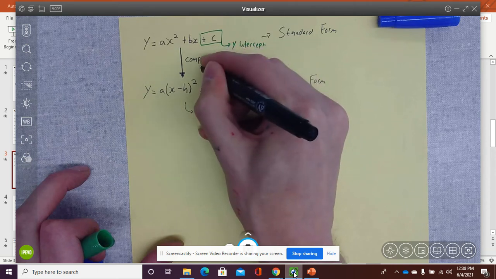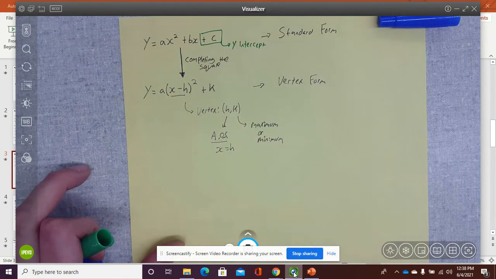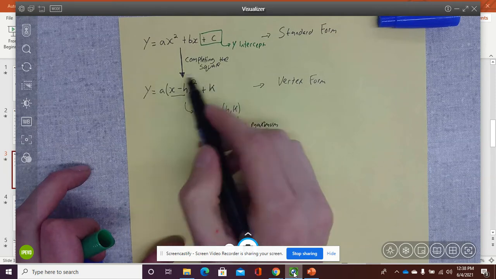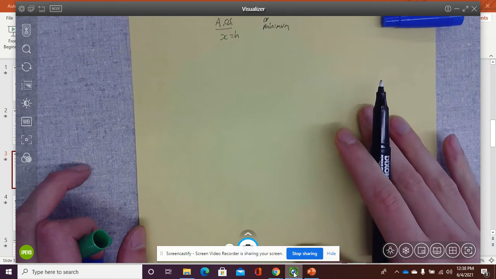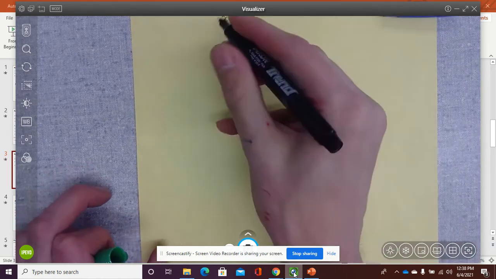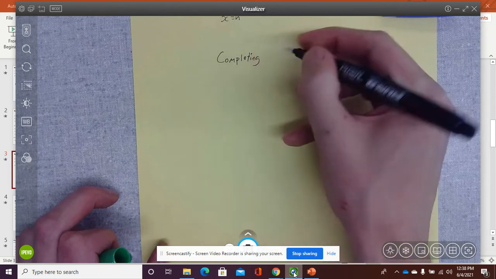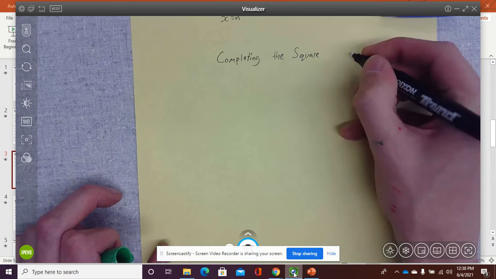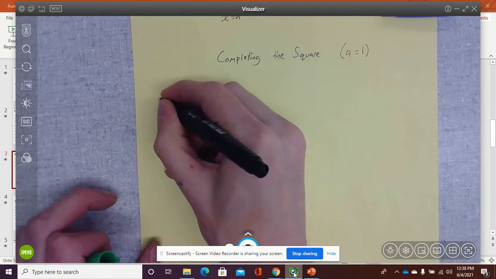Why do we call it that? Well, you notice in vertex form, I have a squared binomial. So our goal is to make our standard form into a squared binomial. That's why we call it completing the square. So in this recap video, we're only going to look at completing the square when the a value is equal to 1. This is common in how we learn a lot of concepts in this course. We first look at it when the a value is equal to 1. So let's work through an example together.